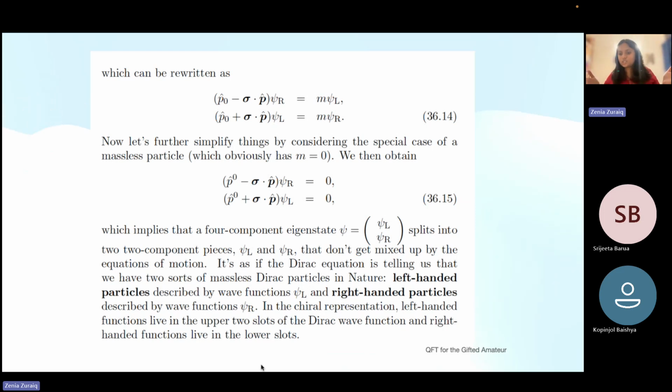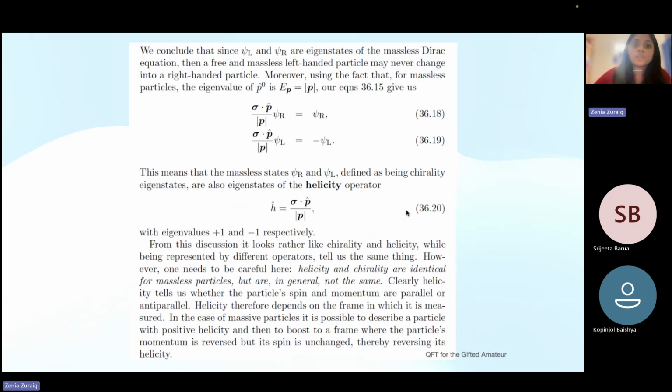So this is just the convention that people follow. But basically what this tells us is that there are two species within the Dirac equation, which are the left-handed and the right-handed spinors respectively. And it's the mass of the species which causes these two things to get mixed up together, as you can see from the difference between 36.14 and 36.15. Okay. So this brings us to a nice description of the helicity.